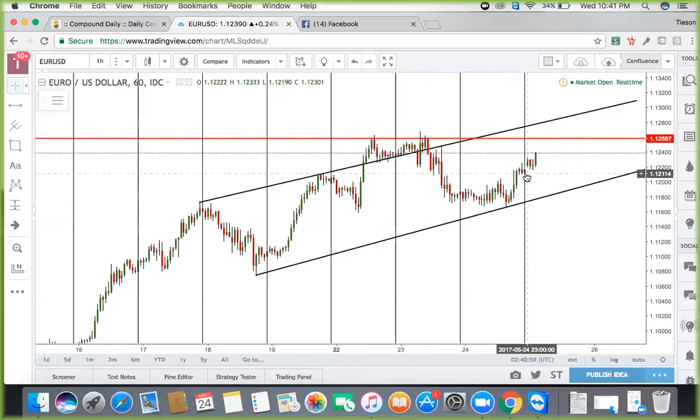So what I'm looking for right now, just off of these basics of resistance and trend line and such, is a rejection right here. And what I do is I like to draw little zones.